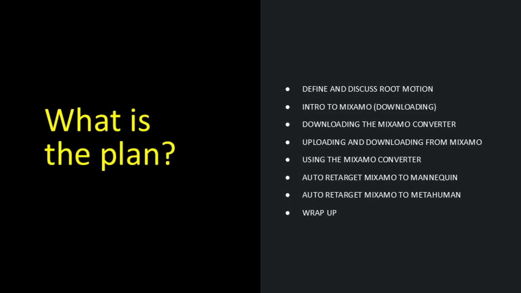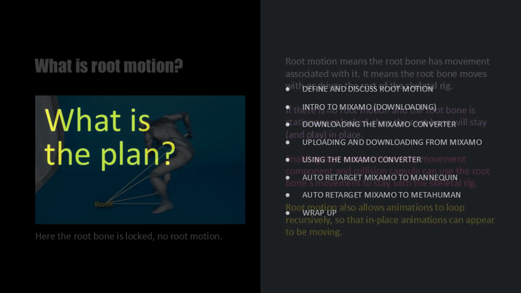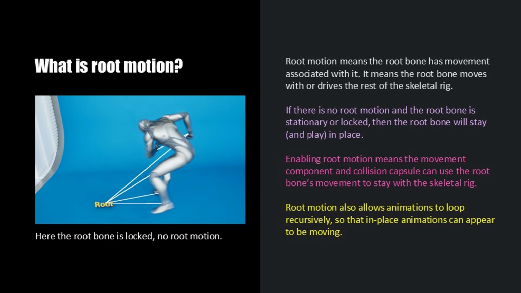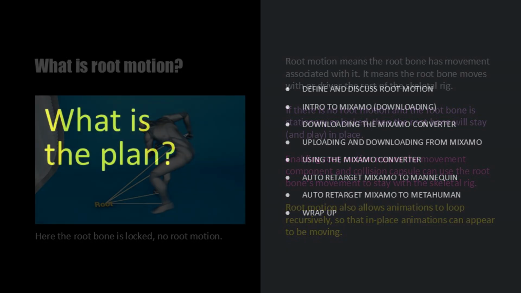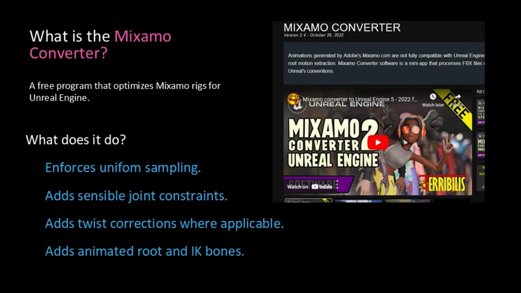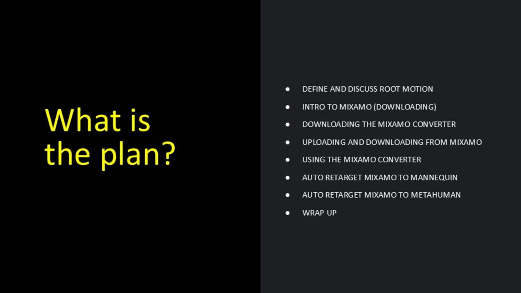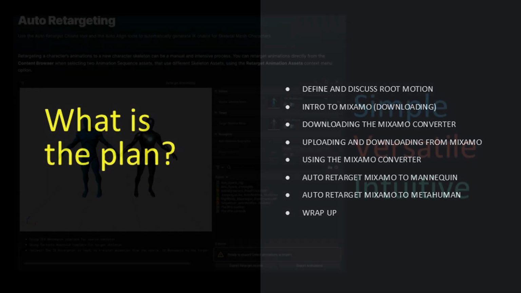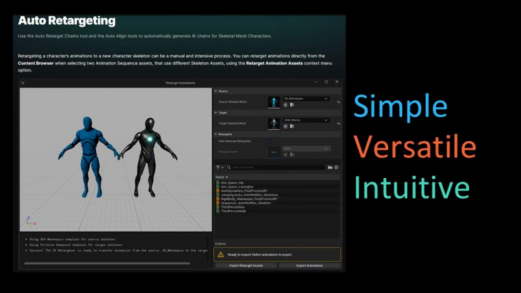First, I want to give a little background about root bones and root motion and why this is so important. And then we're going to dive into Mixamo. We're going to explore the Mixamo converter, and I'm going to explain what it is and what it does. And then we're going to use that to optimize our Mixamo characters. And then once that's done, we're going to import those assets into Unreal Engine to transfer those Mixamo animations to the Unreal Mannequin and the Unreal MetaHuman.